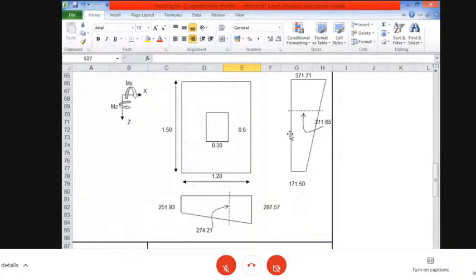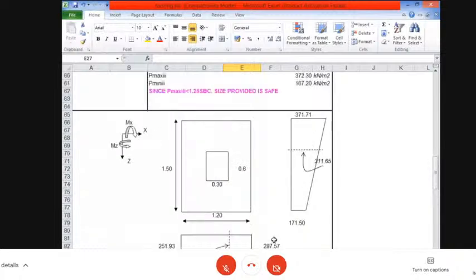When you are taking this MZ direction, you are getting a maximum pressure of 371 and a minimum pressure of 171. So based on that pressure, always for your moment calculation, you have to calculate your pressure at that column face. So here you are having a pressure 371 and here you are having a pressure 171. So at that column face you have to take the pressure. If you interpolate this value, because this dimension is known, it is 1.5, then 1.5 minus 0.6 divided by 2, it is 900 mm. So 900 divided by 2, it is almost 450 mm. At a distance of 450, what is the pressure you have to calculate?